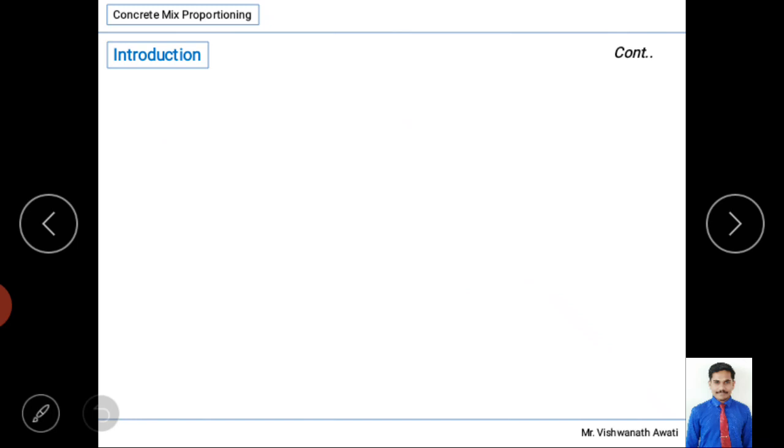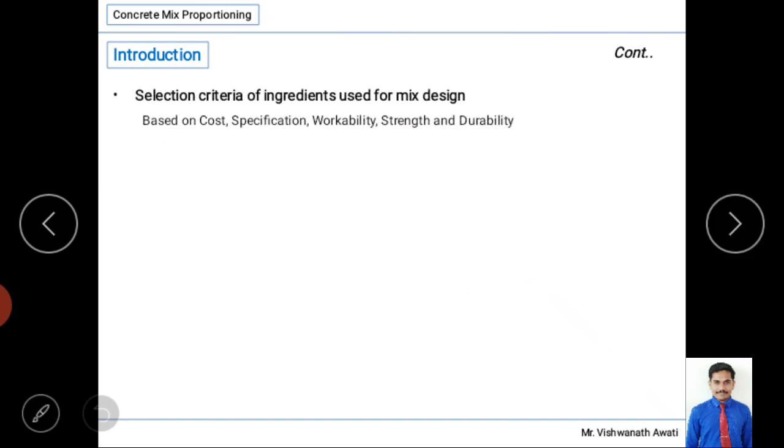Next topic, selection criteria of ingredients used for mix design. How do we select the different ingredients? We select them based on the cost of the material and the availability of the materials. If it is available then the cost is less, if it is not available then the cost will be more. There is also labor cost and equipment cost.